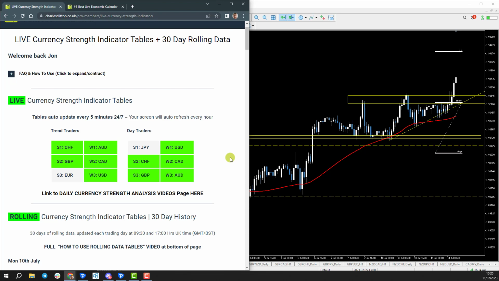But we're going to be focusing on a lot of the currency pairs that we talked about yesterday, because I still feel like there's some opportunities on those currency pairs, particularly on pound Aussie. Now we can see Aussie tops our trend traders as the weakest currency. It currently rests as W3 on the day traders. So I'm going to be focusing on the Australian dollar a little bit in this video. I also like pound Aussie still, like I said, for that further upside.